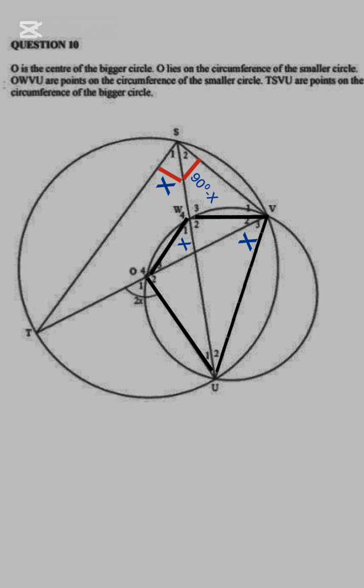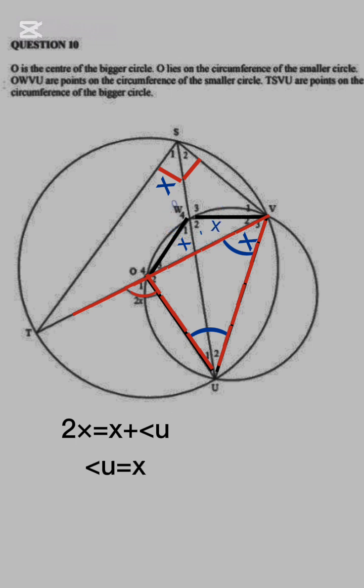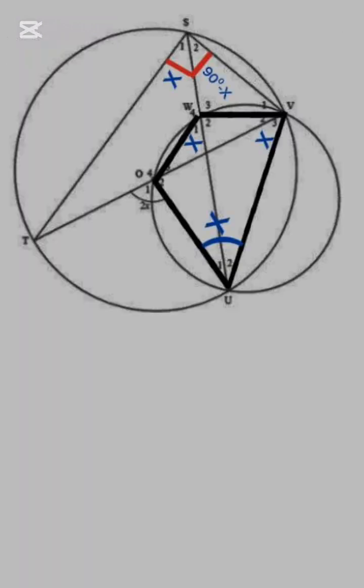Look at angle O1. It's the exterior angle of triangle OVU. And what do you know about exterior angle of a triangle is that it's equals to 2 opposite interior angles of a triangle. So angle O1 is equals to angle V3 plus angle U. Let's calculate angle U. 2x is equals to x plus angle U. So angle U is equals to x. I think we can now solve questions.